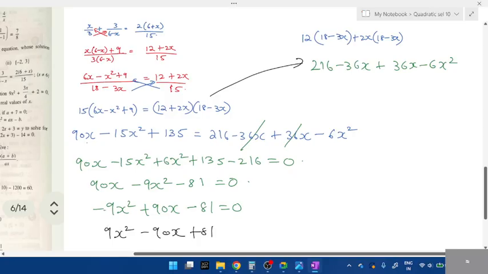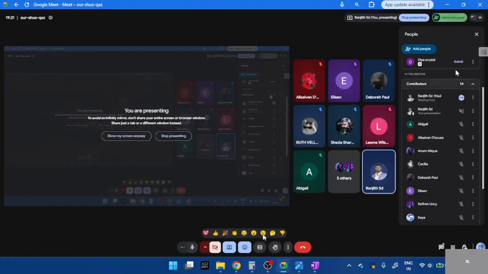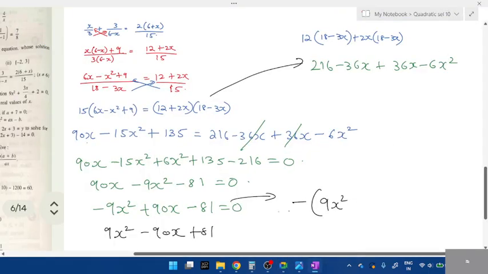The first one shouldn't be negative, Ruth. Okay, the first one shouldn't be negative. So if I take out minus common, what are we getting? So if I take out minus, all of you respond, students. If I take minus out, what are we getting? 9x square minus 90x plus 81. If I multiply, are we getting the same value?